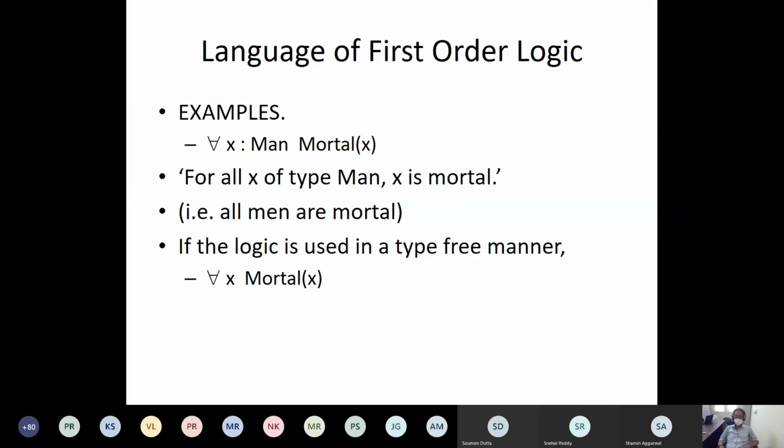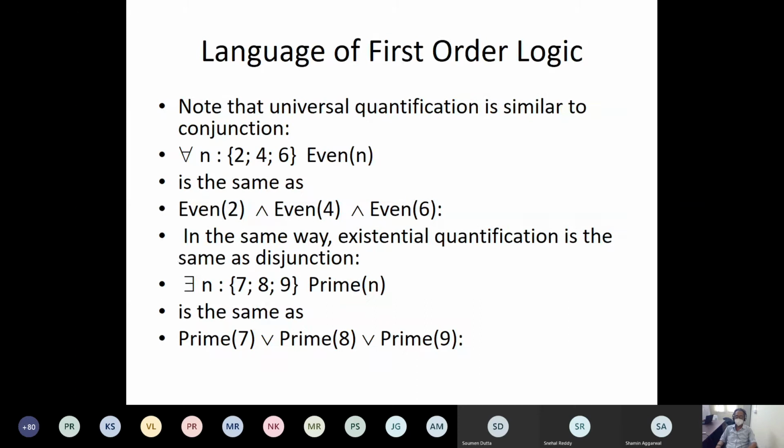If the logic is used in a type-free manner, we will drop that type. For example, we can say for all x, mortal(x), where x is understood to be of type man. Naturally, you cannot do that if you have multiple types. But quite often, we do not have multiple types, so this is good enough. Okay.